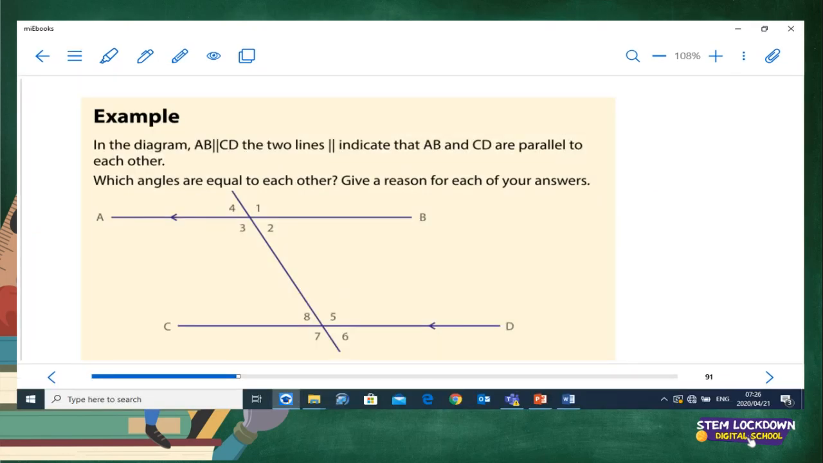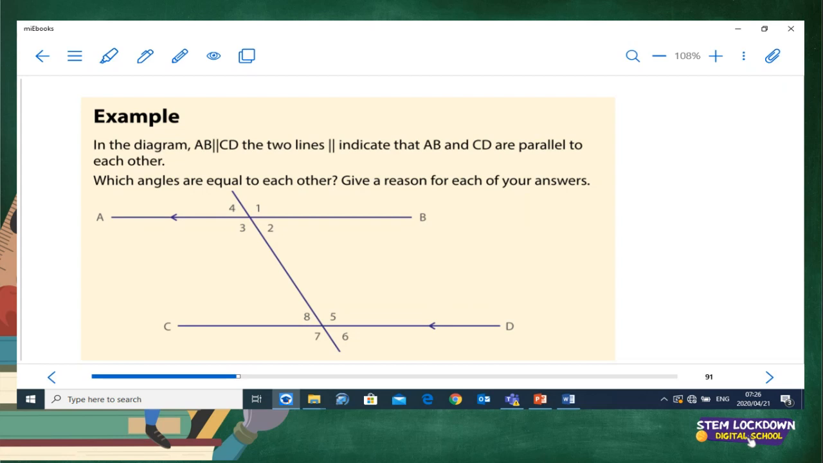And of course, yesterday we had to look at a diagram where AB is parallel to CD. And of course, you can see that angles are formed when the transversal cuts the two parallel lines. There are about 8 angles which are formed. Angle 1, 2, 3, 4, 5, 6, 7, 8.